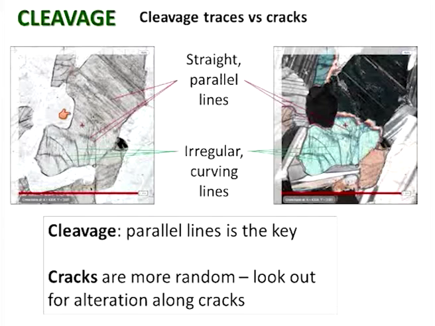The other thing about cracks is that they very often focus alteration along them, because fluids tend to migrate into cracks. They run along them, exploiting them as planes of weakness. And so where you get fluids in crystals, you often get alteration. So that's another useful diagnostic for picking out cracks as opposed to cleavage.